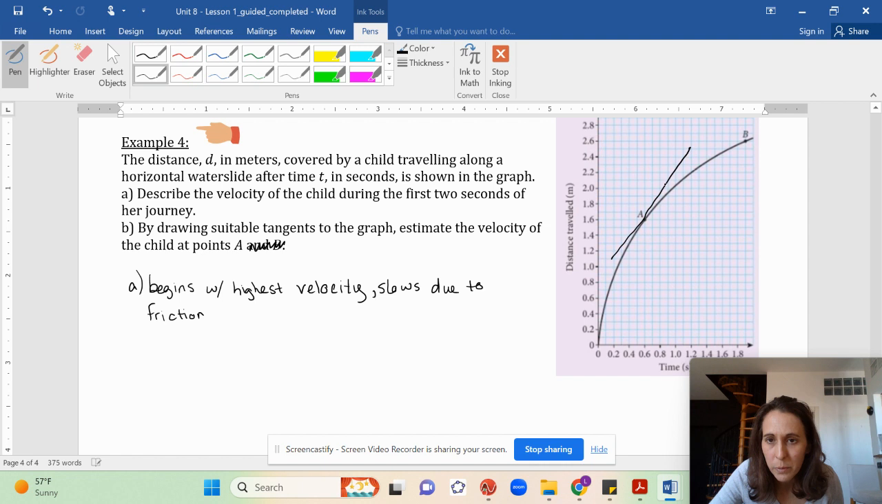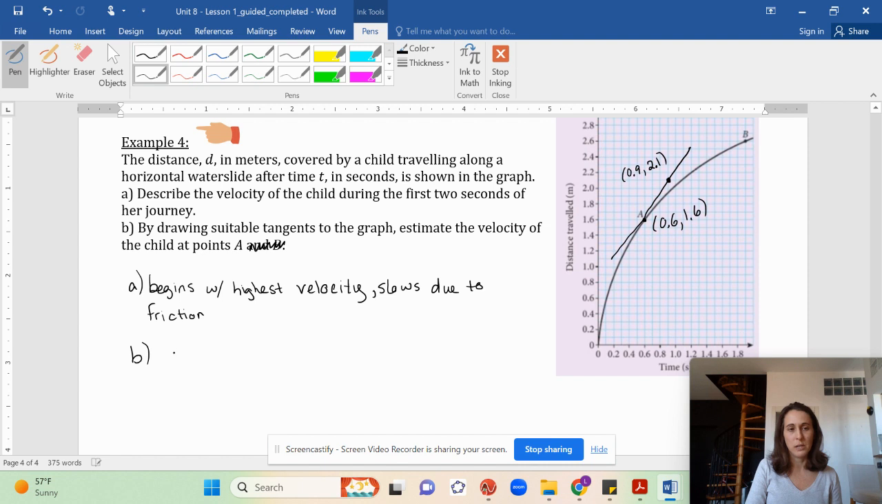And what I'm going to do is pick a point. Maybe I'll say it looks like my line goes through here, which is 0.9 and 2.1. And then point A, it looks like, is the point 0.6 and 1.6. And so if I wanted to estimate the velocity of the child, I would find the rate of change or the slope of that tangent line.